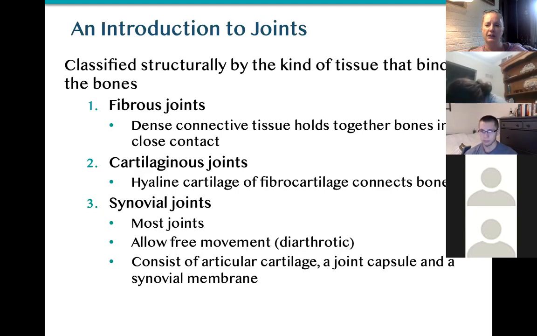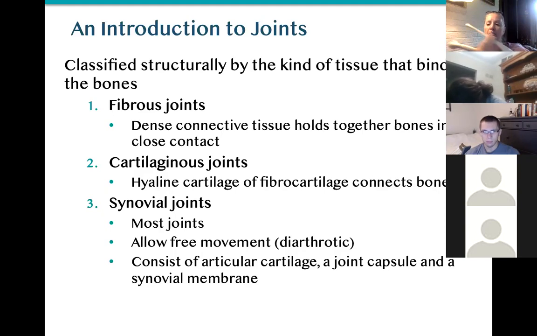And these are the joints that allow for the freer movement that we think of when we think of joints, okay? And all synovial joints will have three basic components, which is going to be articular cartilage at the ends of the bones. So your bone tip up here, this is the head of the humerus, will be covered with articular cartilage, all right? And then a joint capsule surrounding the entire joint. So you'd have a joint capsule right here around the whole joint of the elbow, all right?